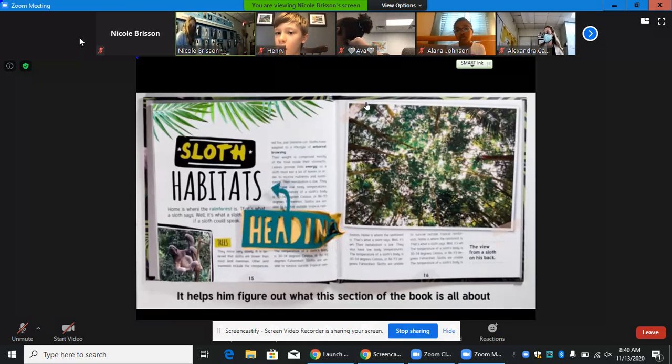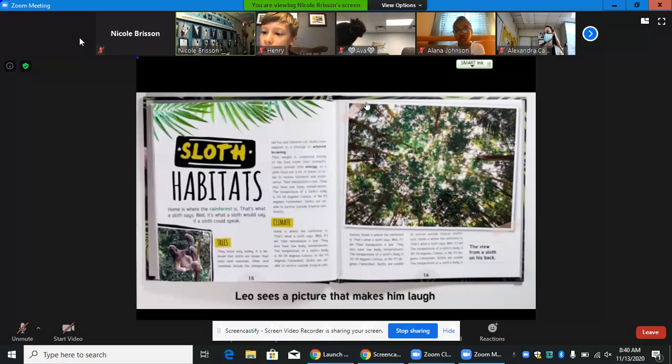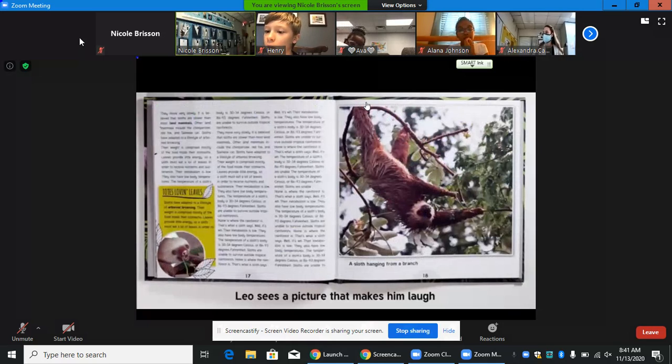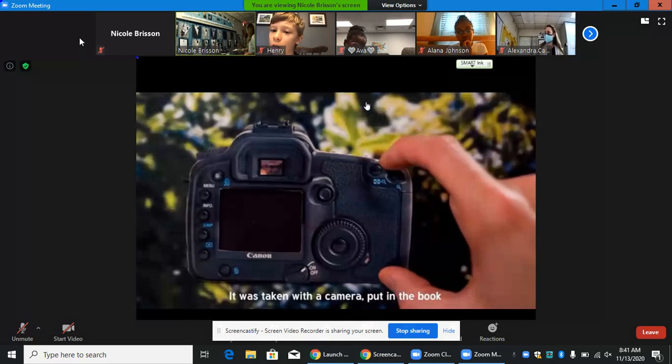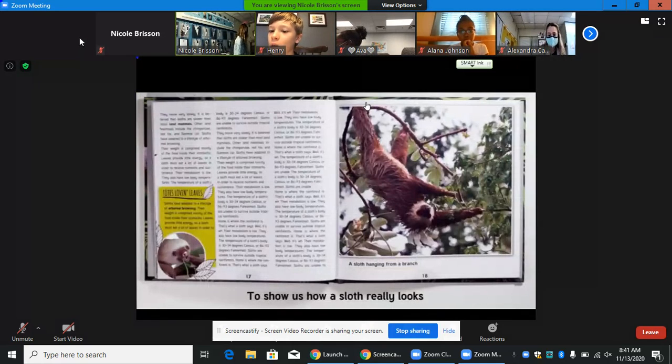There are subheadings too. The chapter's divided by smaller headings like trees and climbing. Leo sees a picture that makes him laugh. A sloth hanging from a branch, that's a photograph. It was taken with a camera, put in the book to show us how a sloth really looks. Underneath the photo, there's a quick description. That's a caption. It tells you what's in the picture.